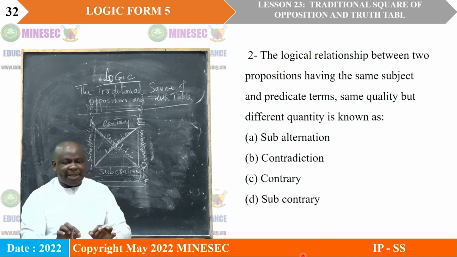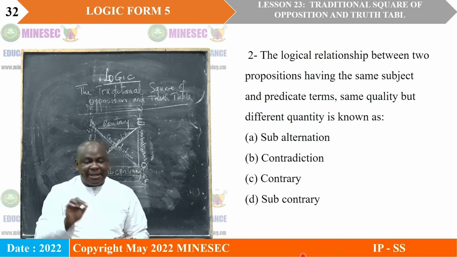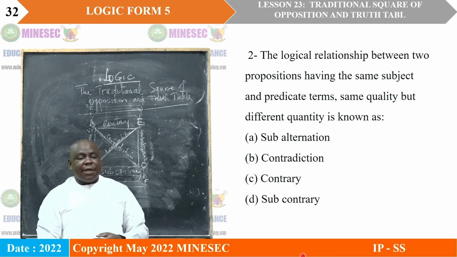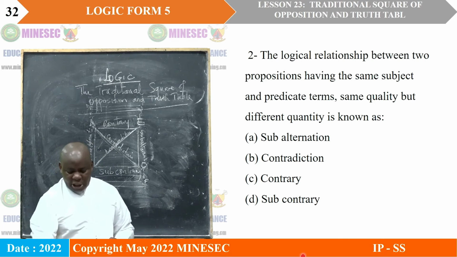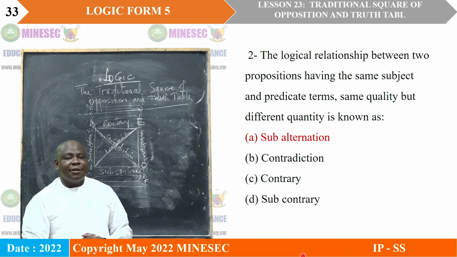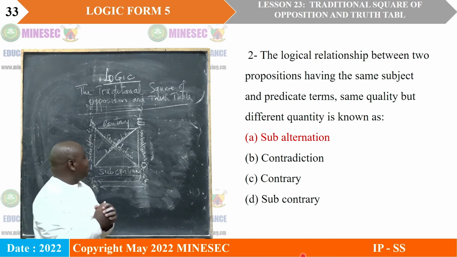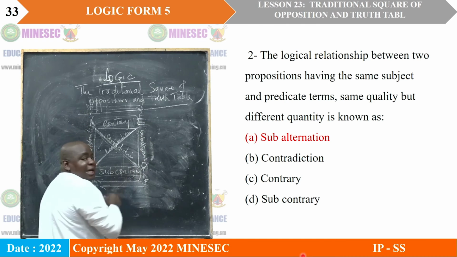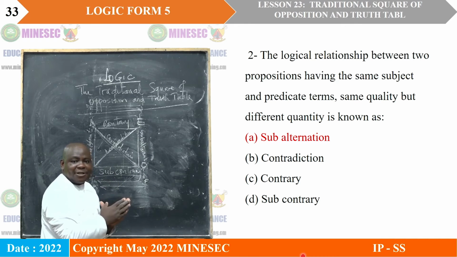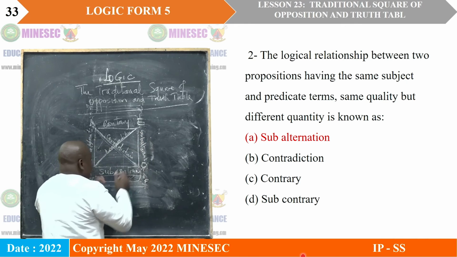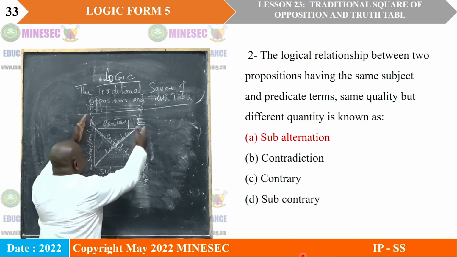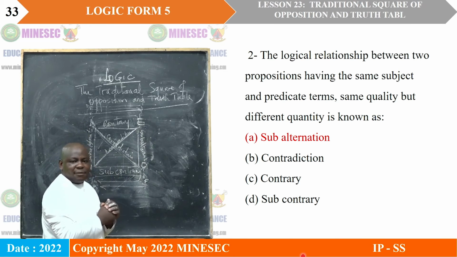The same subject, the same predicate term, the same quality, but differ in quantity. Opposition is known as subalternation. In subalternation, they have the same subject, the same predicate term, and the same quality, but what differs is that they differ in quantity.